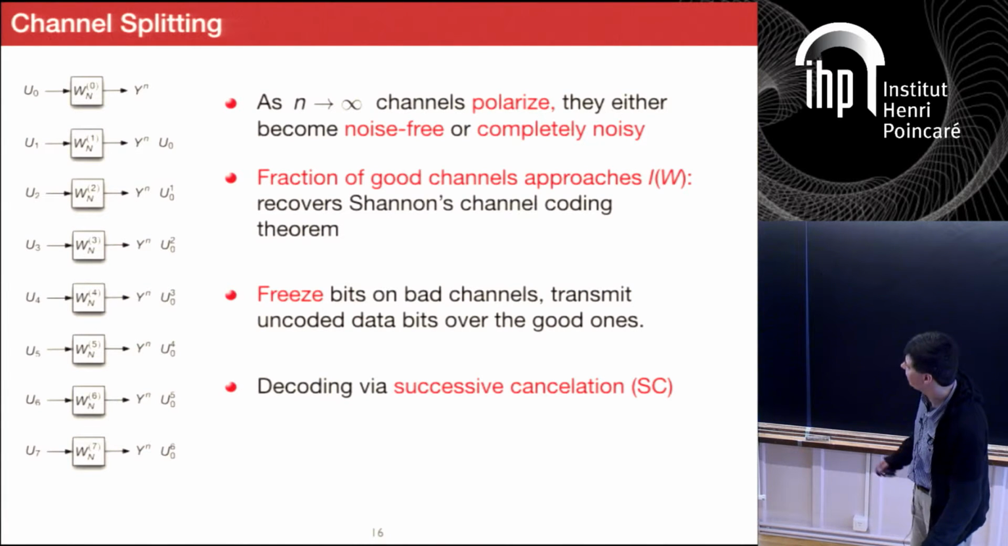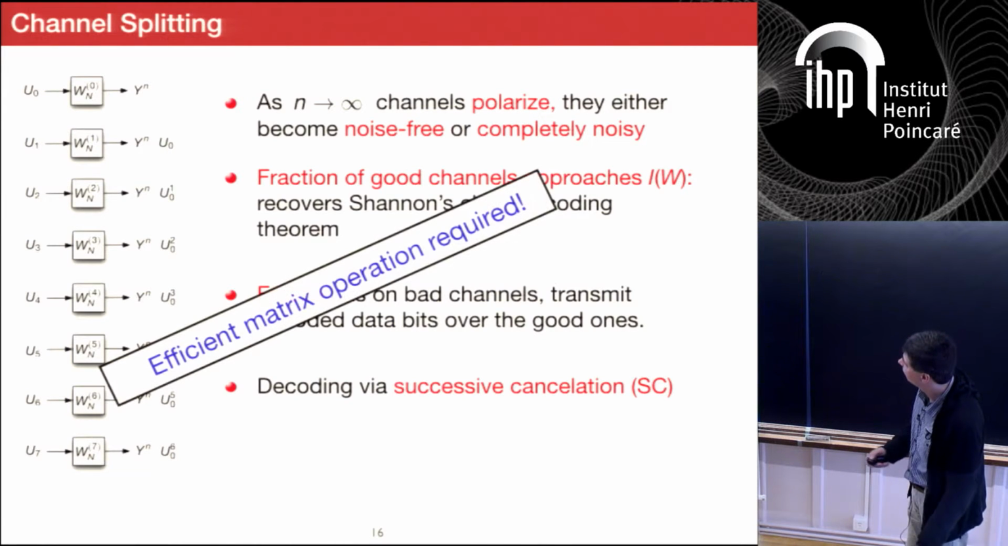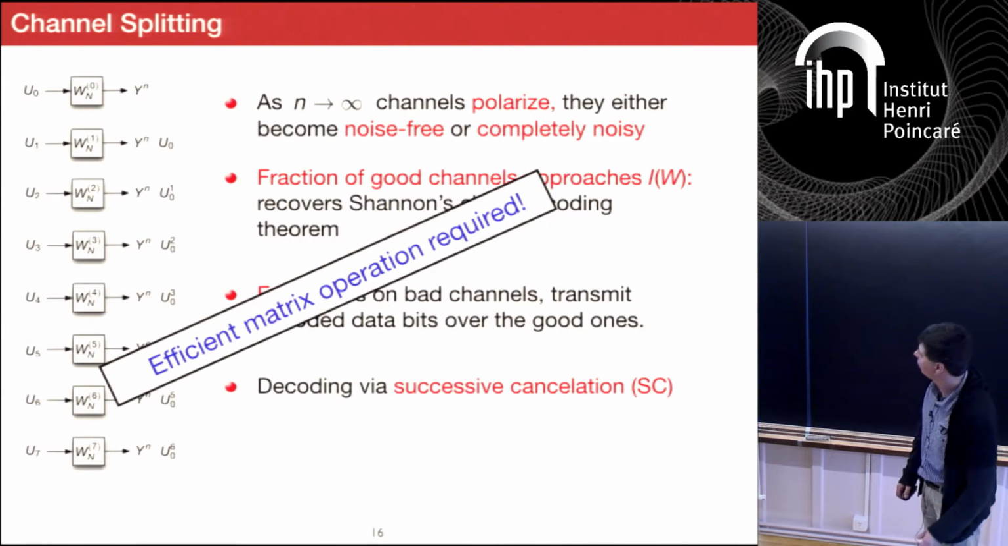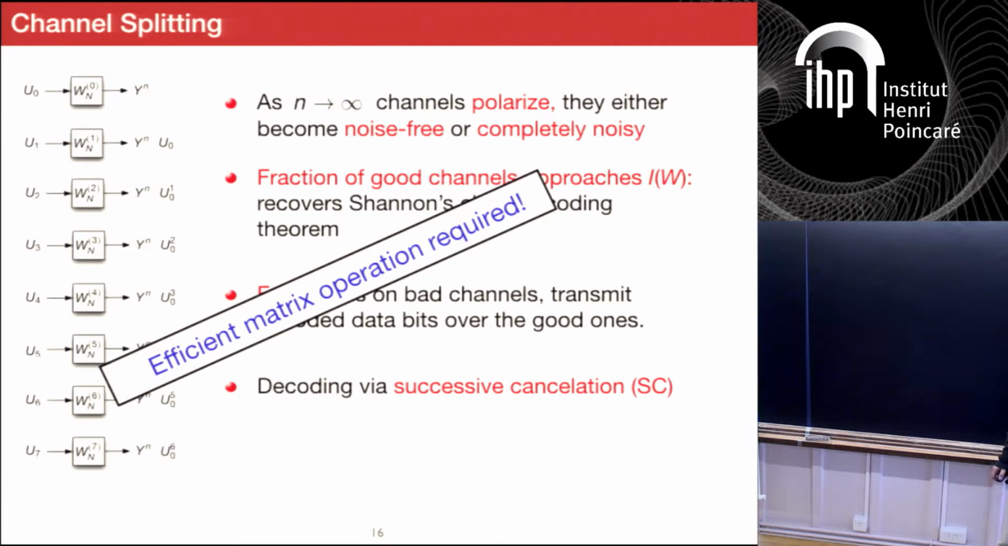So anyway, this is still a random matrix, right? A random matrix has a very high encoding and decoding complexity. So we need an efficient matrix operation. We need to bring some structure so that the whole thing also works.